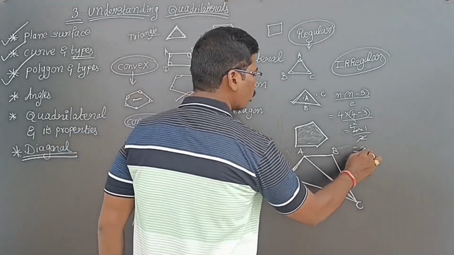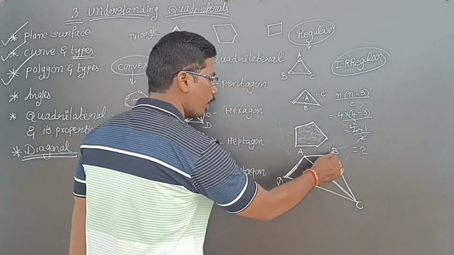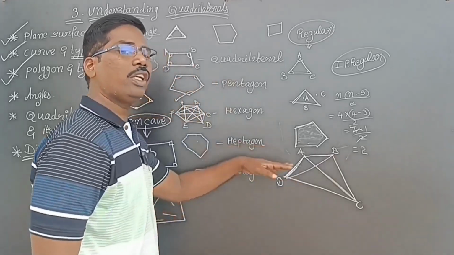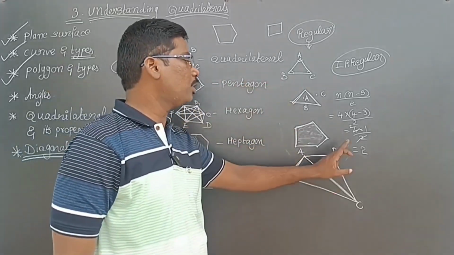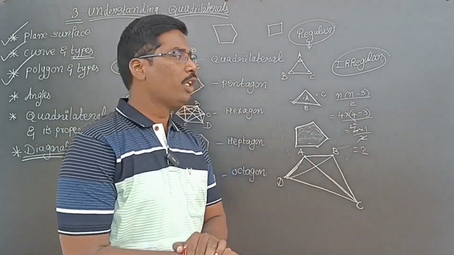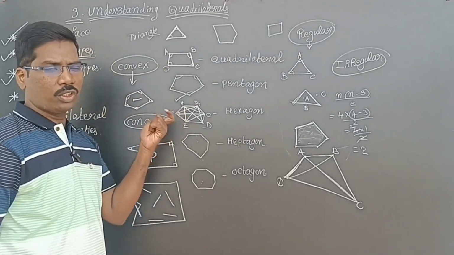So we got two diagonals, but we have drawn only one diagonal. So we can draw like this also. This is also one diagonal. So in the quadrilateral, there are two diagonals.